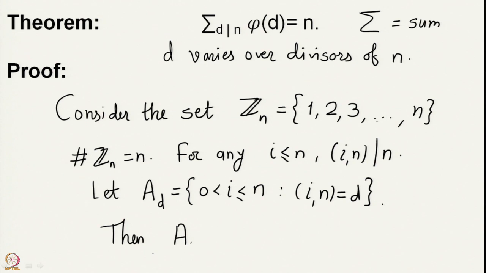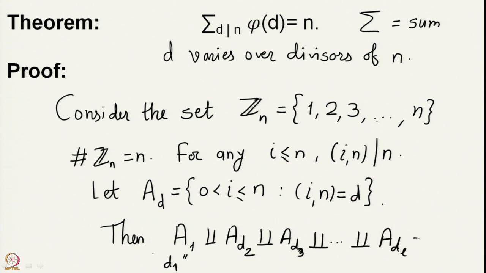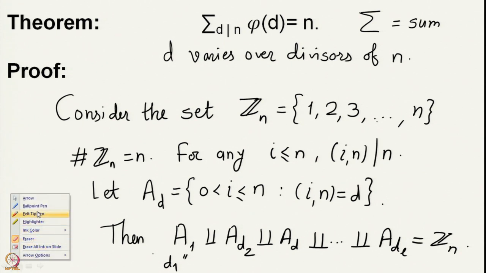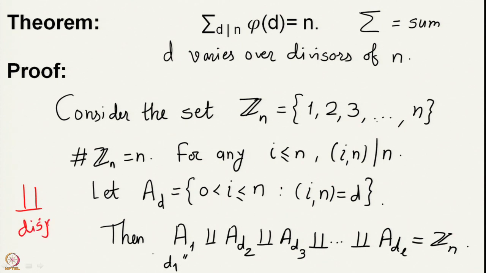Let A_d be this particular set. Then the union of A_1, A_d2, where 1 is the first divisor of n, d3 and so on, will give us our set Zn. I may have used some symbols here which you may not have known about. The symbol here, which is the reverse sign of the product, stands for disjoint union.